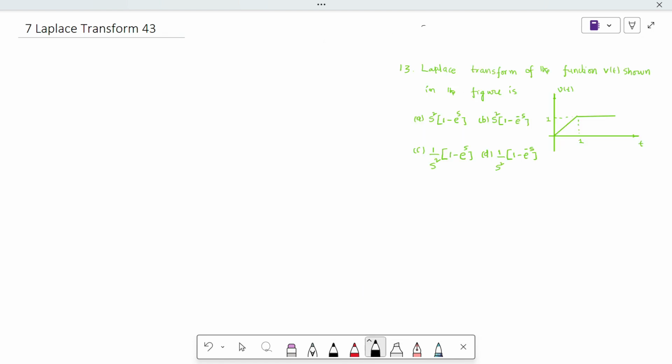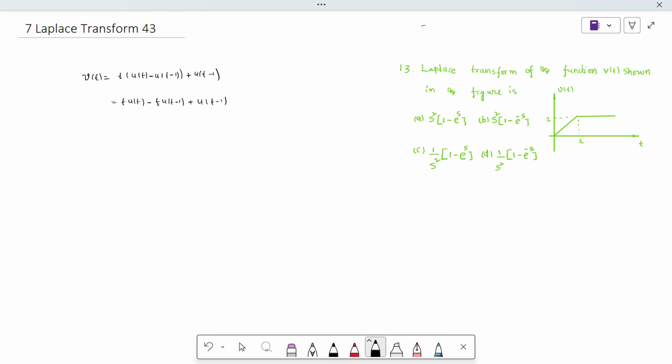The next problem. The Laplace transform of the function v of t shown in the figure. So v of t is the same ramp signal, this ramp signal t into u of t minus u of t minus 1. Then this is the unit step delayed, that equals t into u of t minus 1. Here we have t into u of t. So for that this is 2 into u of t minus 1 to u of t minus 1.